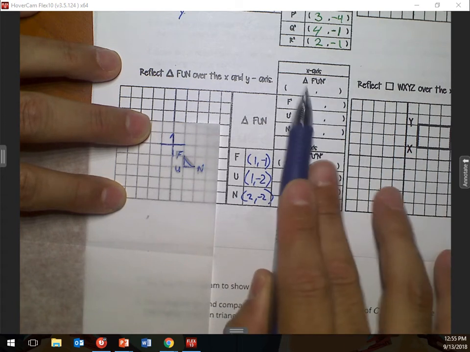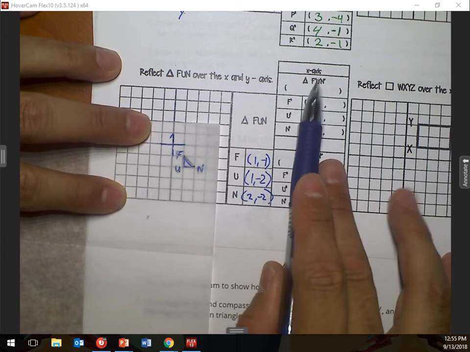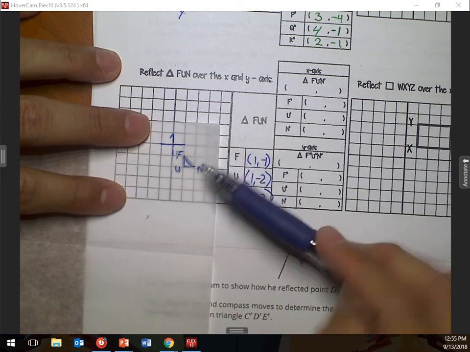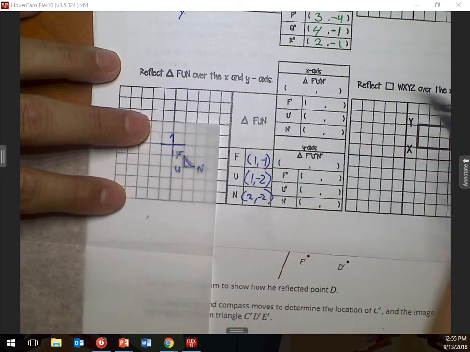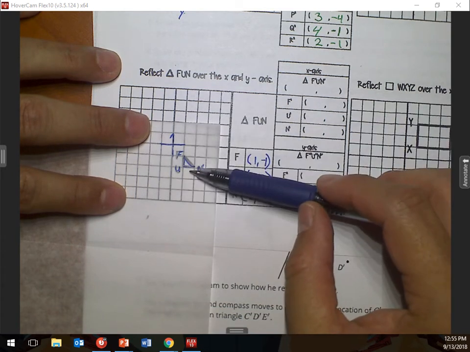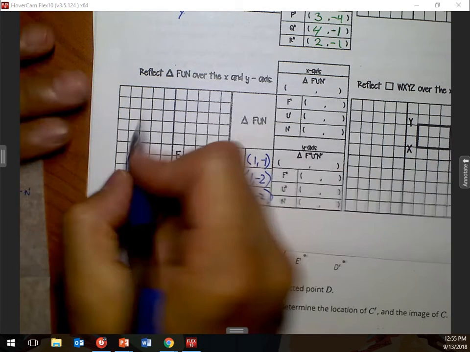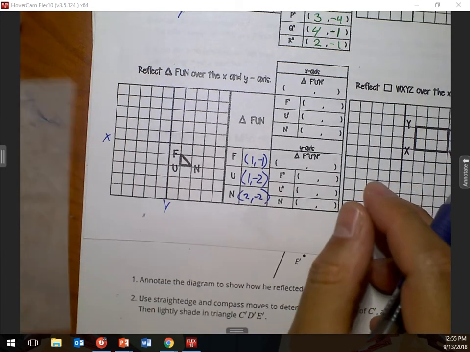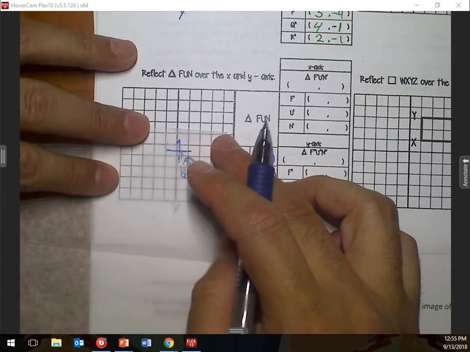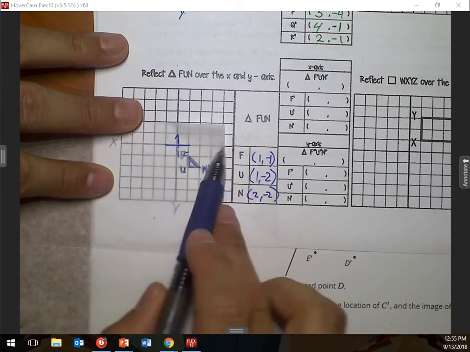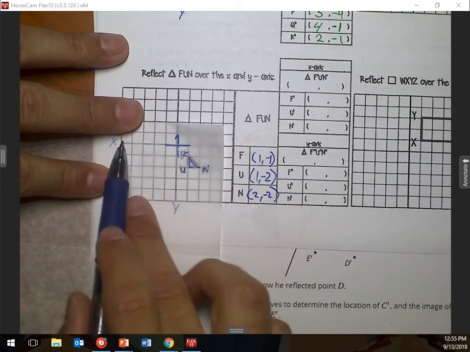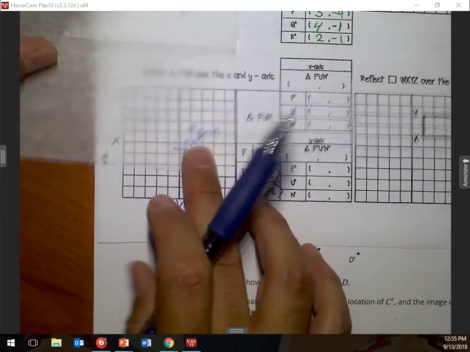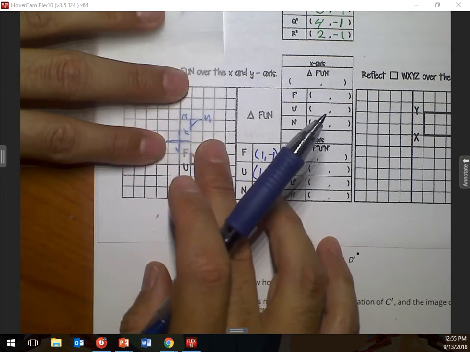Across the x-axis, right? So now that means, is it going to go up or to the left? Left. Here's the x-axis and here's the y-axis. It's going to go up, because it's across the x, so I'm flipping it the same direction as the x. So that's going to put me these points right here.